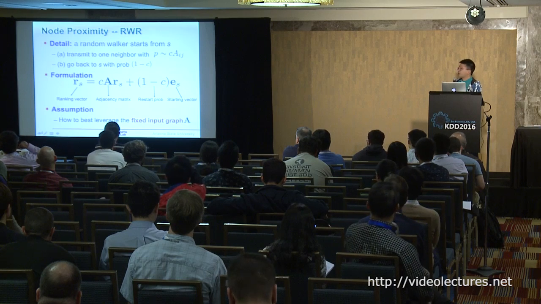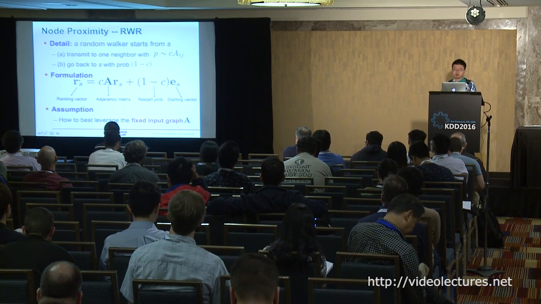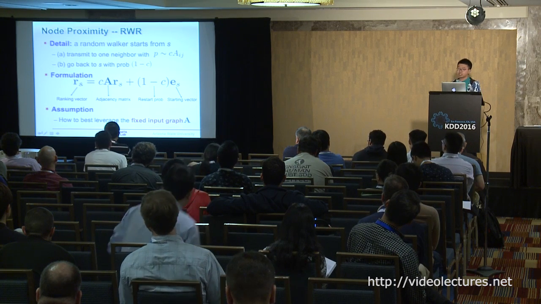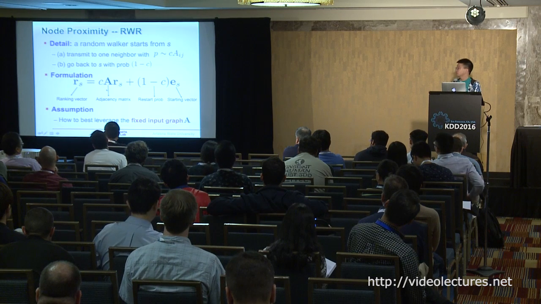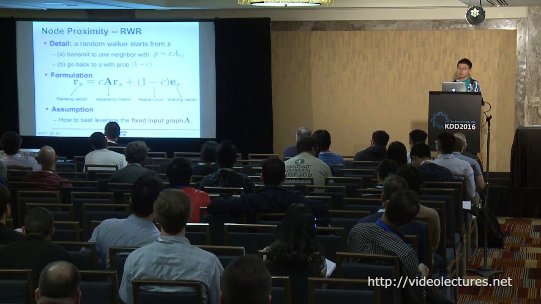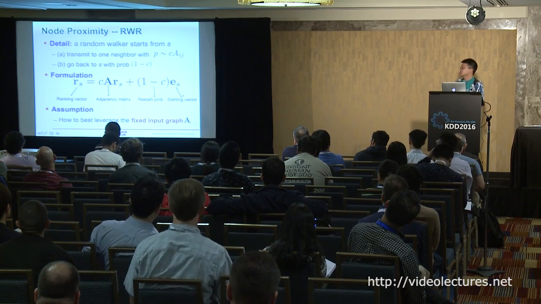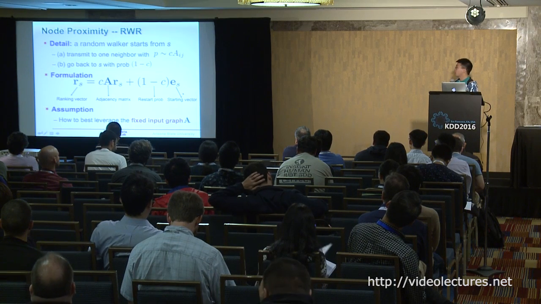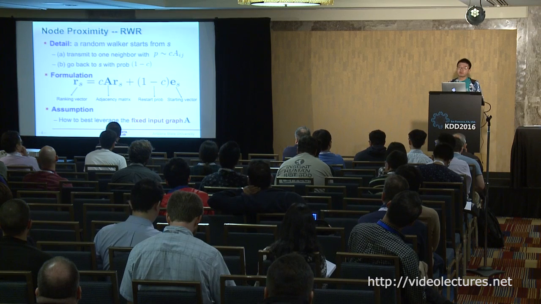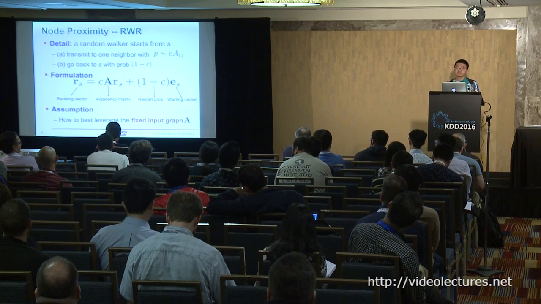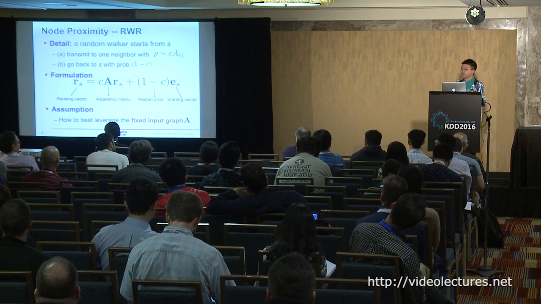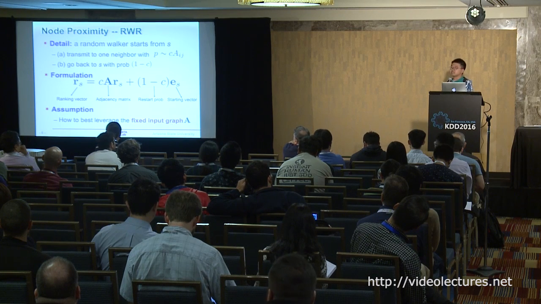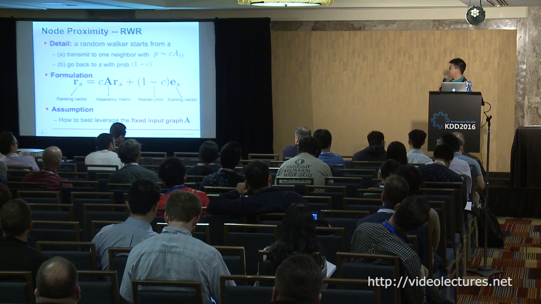The formulation for computing the proximity score from query node S is as follows. r_S is the ranking vector. It equals c times A, which is the adjacency matrix, times r_S, plus 1 minus c times e_S, which is the starting vector. We can compute the ranking scores either using the iterative power method, or we can use a closed-form solution that involves a matrix inverse. But here the assumption is that we fix the input graph A.